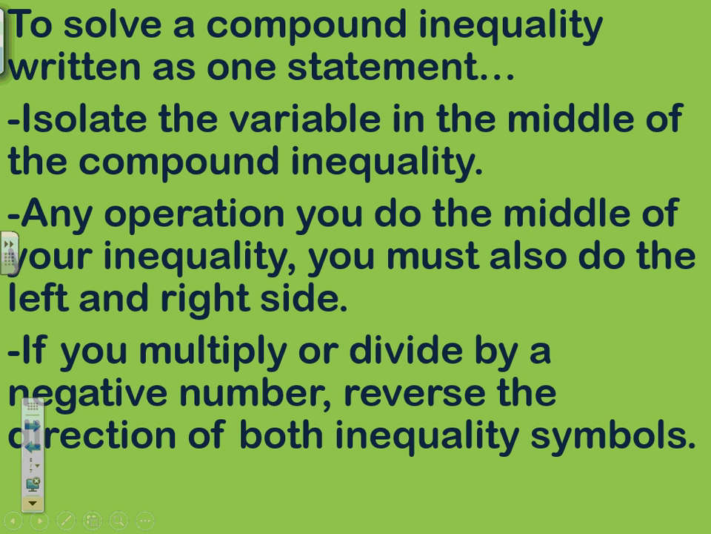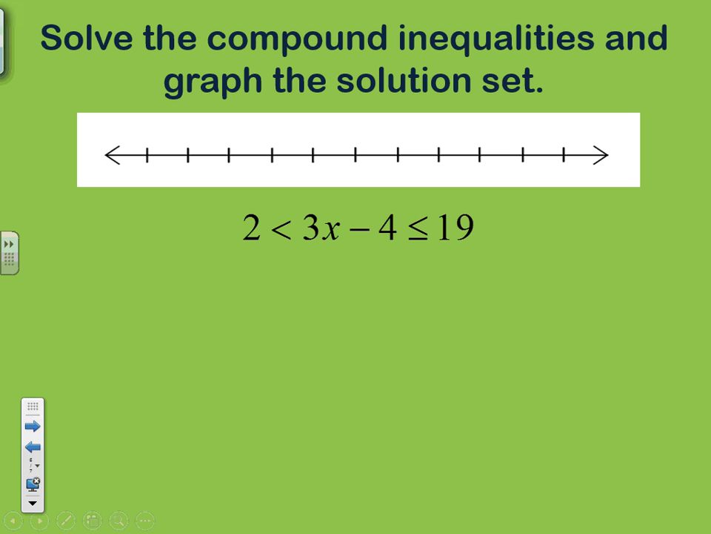Now, for certain types of compound inequalities, they can be written together as one statement rather than separately, as we have seen in the other examples. The one thing that we definitely want to make sure we're paying attention to is this statement right here: any operation you do in the middle of your inequality must also be done to the left and the right side. And that'll make sense here in just a second when you see what the problem looks like.